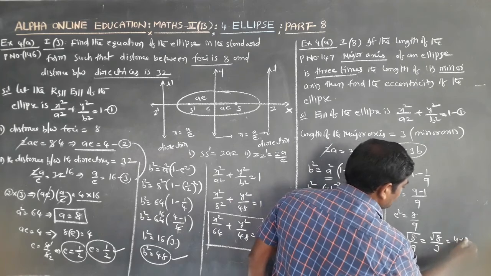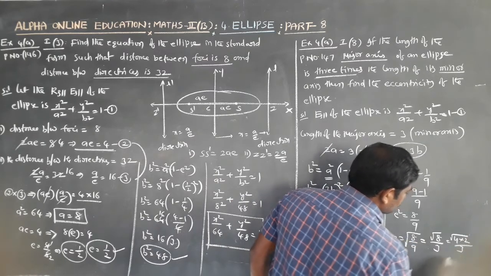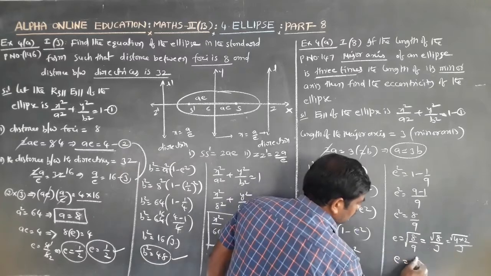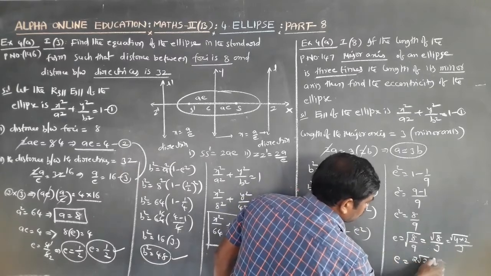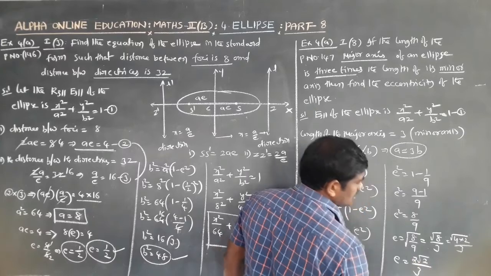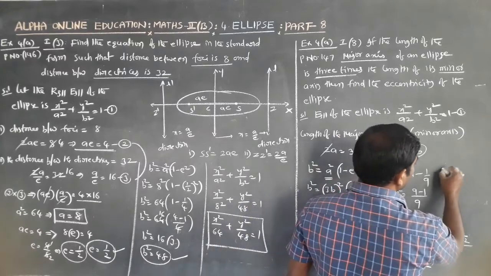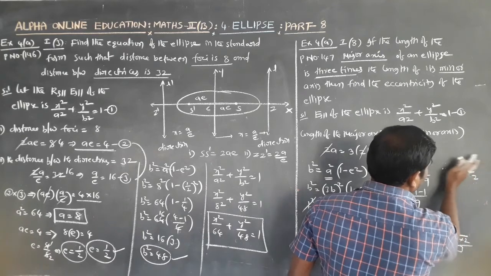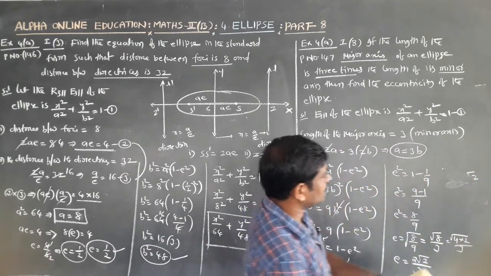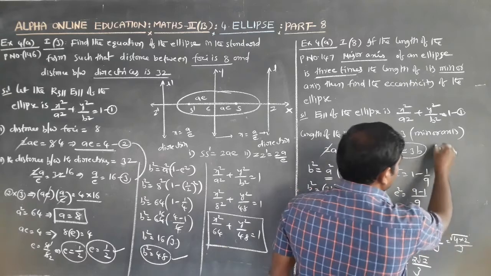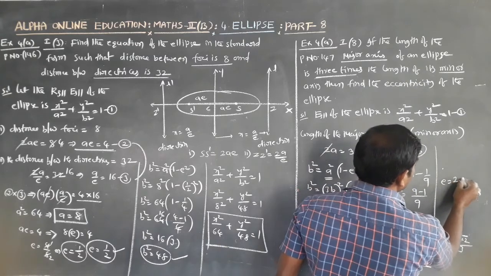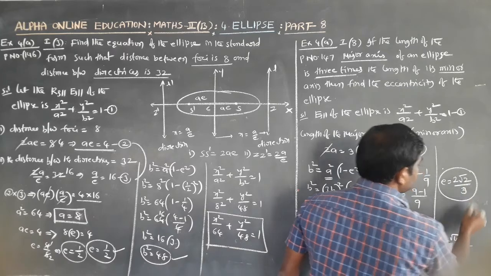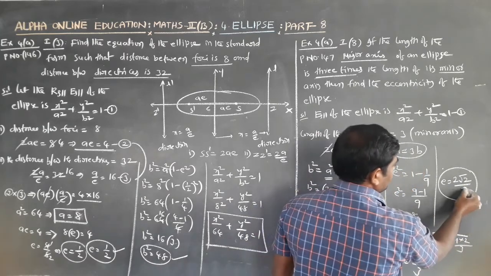Root 8 is equal to, write down, 4 2s are. So eccentricity is equal to root 4 means 2. So 2 root 2 by 3 is the answer. Therefore, eccentricity of the ellipse e is equal to 2 root 2 by 3 is the answer.